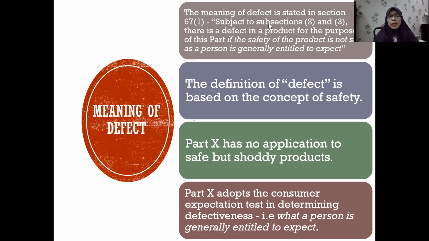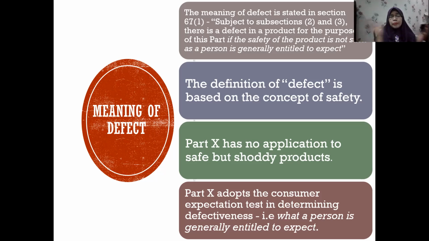Okay, actually the definition of defects, you can find it under section 6.7, subsection 1, this is part of the provision here. Subject to subsections 2 and 3, there is a defect in the product for the purposes of this part if the safety of the product is not such as a person is generally entitled to expect. So it combines all three categories of defect just now. Okay. So, what's the basis of this? The definition of defect is based on the concept of safety. The moment it's not safe, then it is considered as defective.